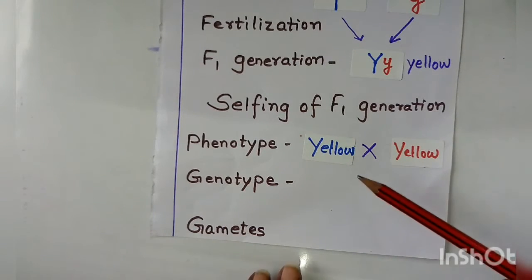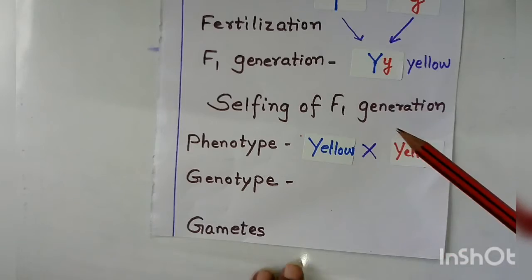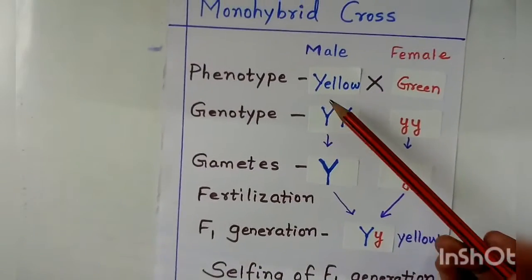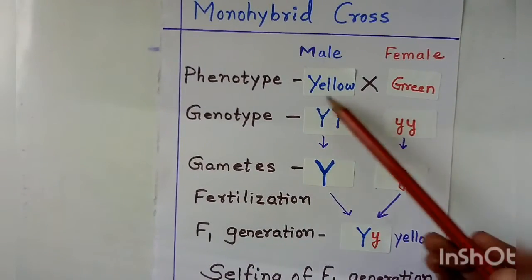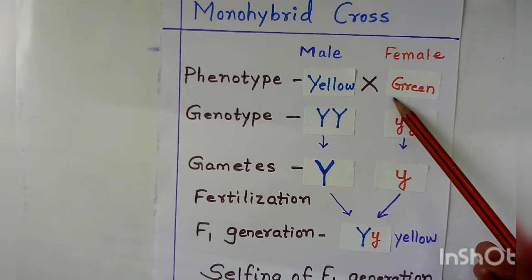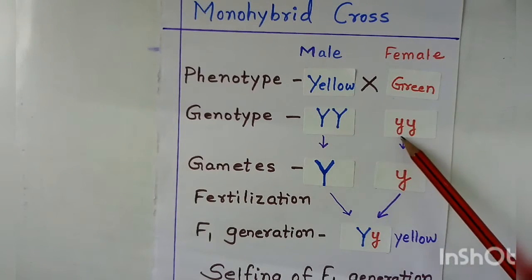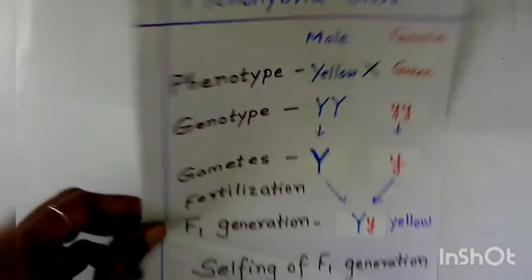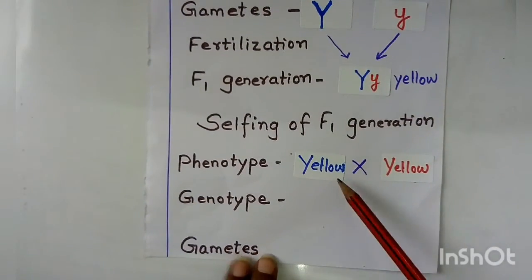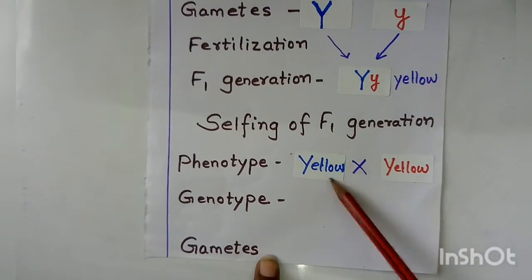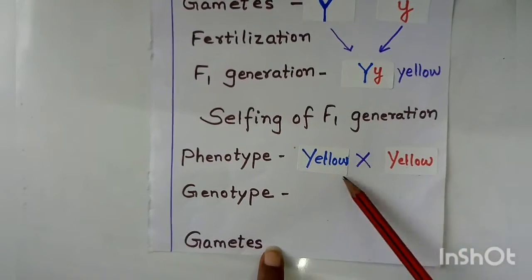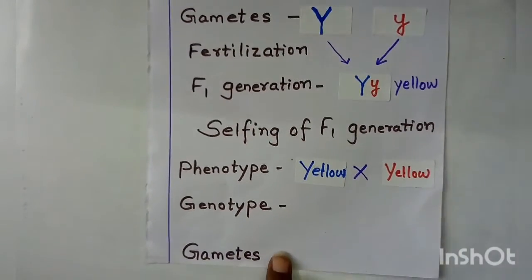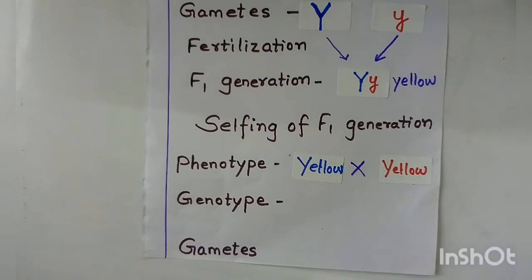The basic difference between the first parental generation and second parental generation is, in first parental generation both the parents are different and both are homozygous, whereas in second parental generation both the parents are the same, but in this case its genotype will be heterozygous.